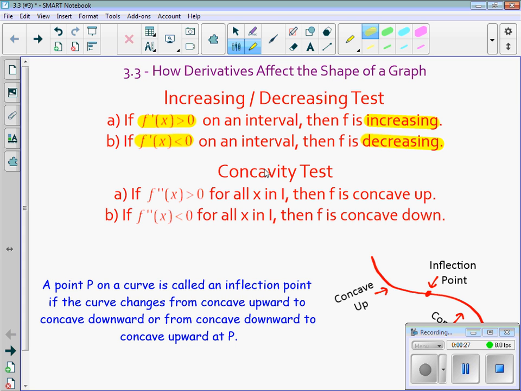And then concavity: if the second derivative is greater than 0, then it's concave up. If the second derivative is less than 0, then you're talking concave down.